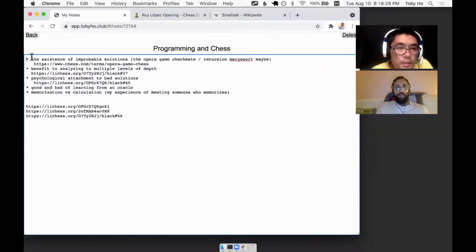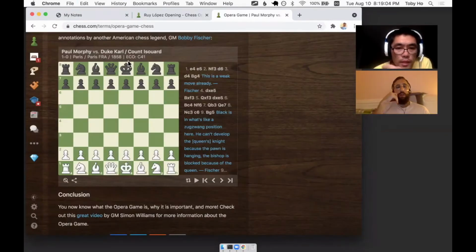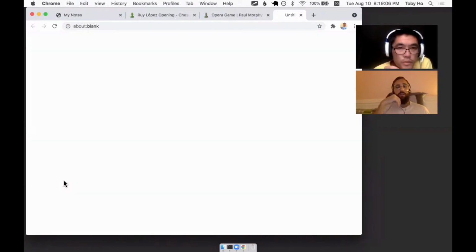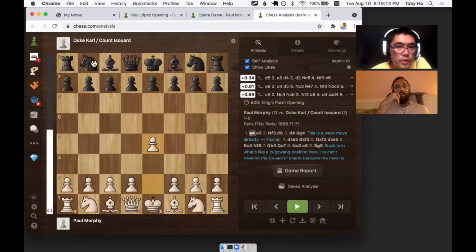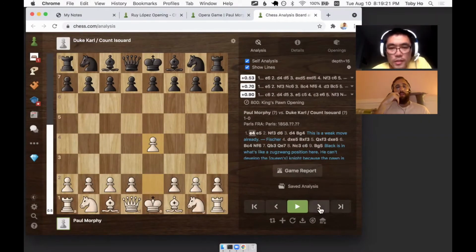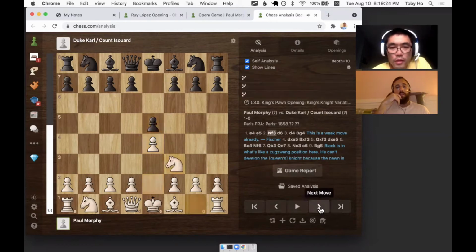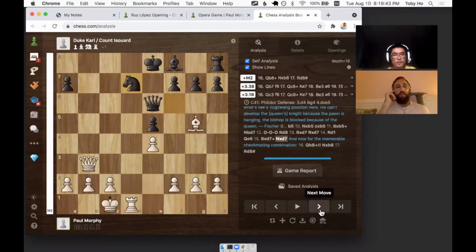One thing I want to say is the existence of improbable solutions. This is one of the most famous chess games ever played, between Paul Morphy and two people, Duke Karl and Count Isouard. It was played while they were watching an opera. So this is the punchline. There's a mate in 2 in here. Do you want to try to find a mate in 2?